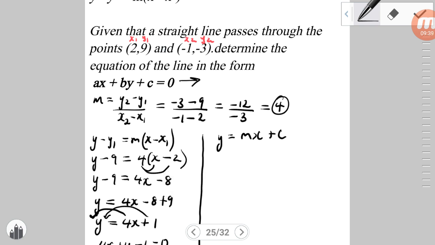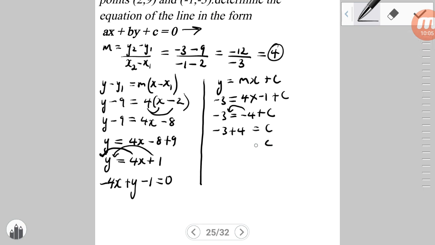Okay, so here naturally y is going to be negative 3, and x worked out to be minus 1 in this case, plus c. So we end up with minus 3 is equal to minus 4 plus c. Basic algebra skills: transpose to the left. Minus 3 plus 4 works out to be c. And naturally now you can see that c here works out to be 1. So we attain the same value that we had calculated here.